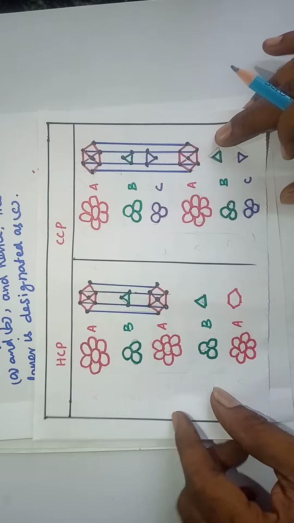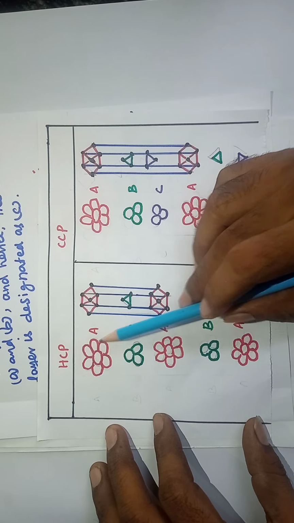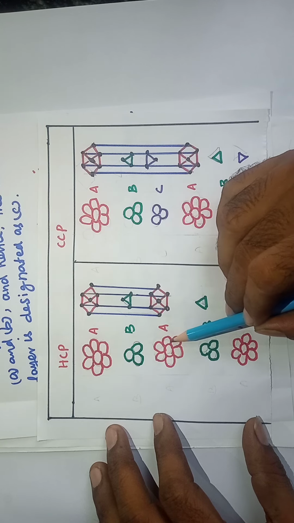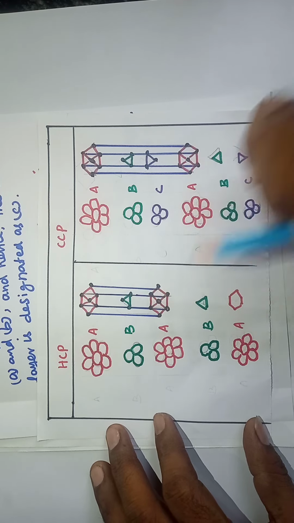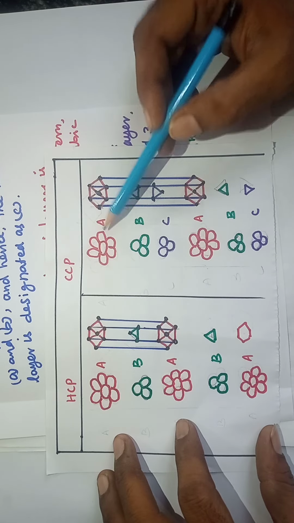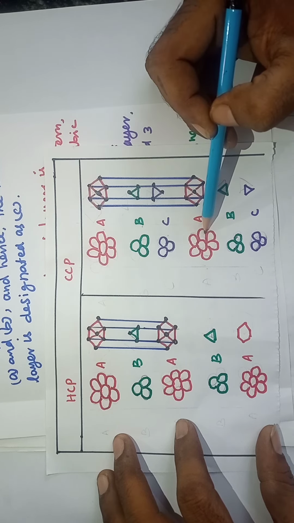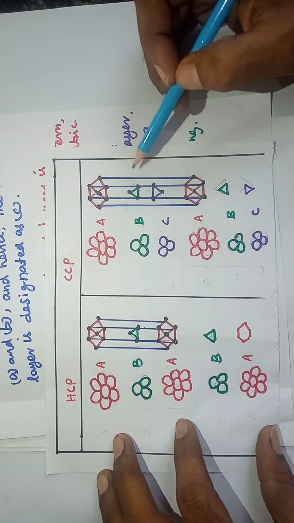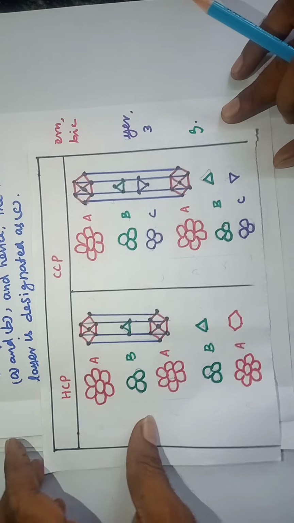Here you can see this is layer A. For HCP, this is layer A, layer B, and layer A again. It gives the hexagonal structure. In CCP, layer A, layer B, layer C, and again layer A. This is the CCP arrangement, the cubic close packed arrangement.